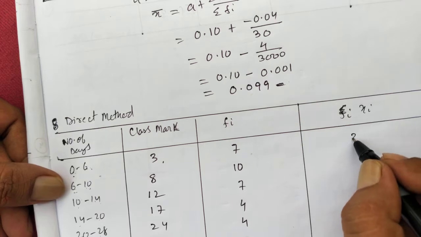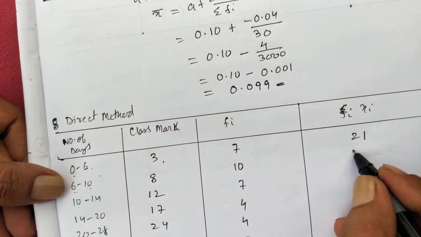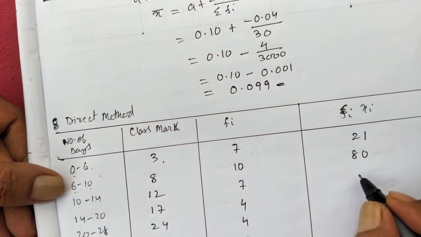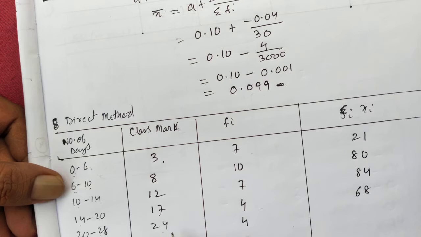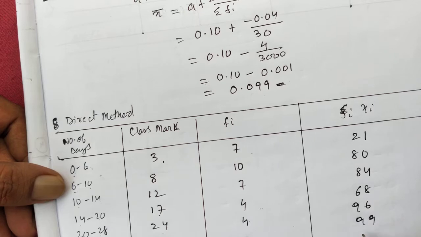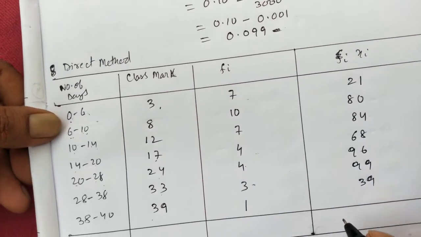Now find the product. 3 into 7 is 21. Direct method. 80, 84, 68. 17 into 4 is 68. 24 into 4 is 96. 33 into 3 is 99. 1 into 39 is 39. So find the summation.